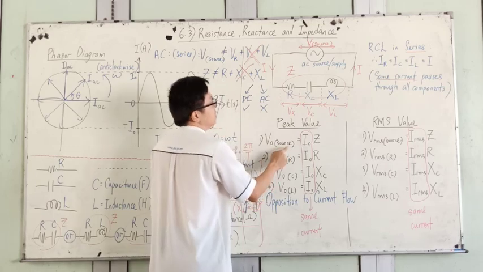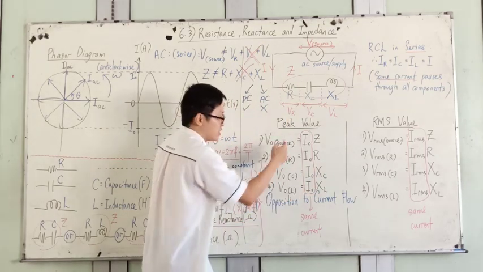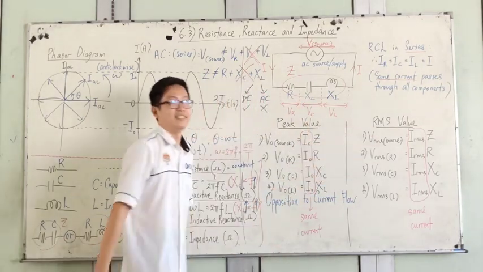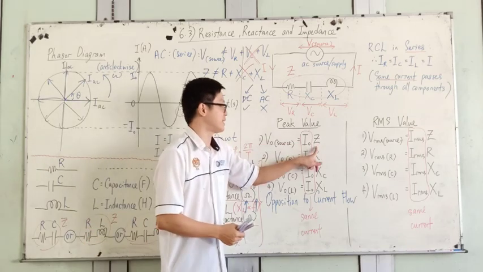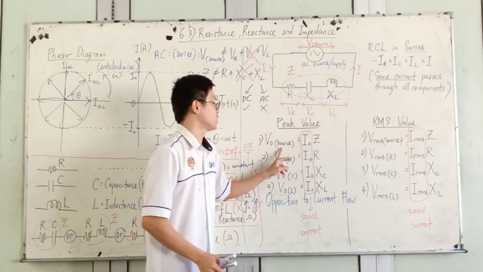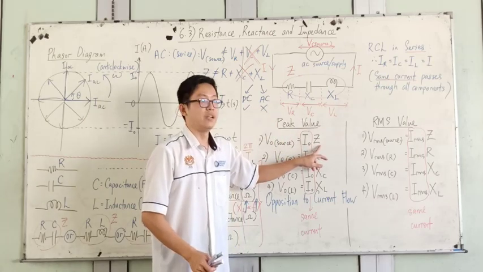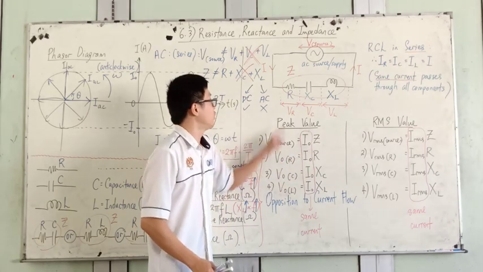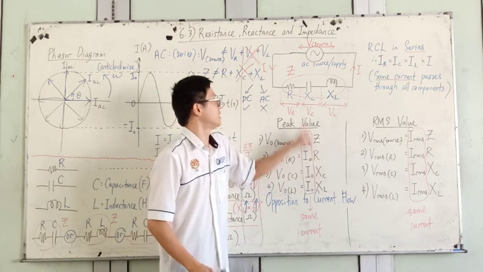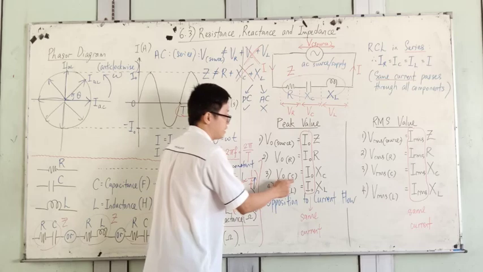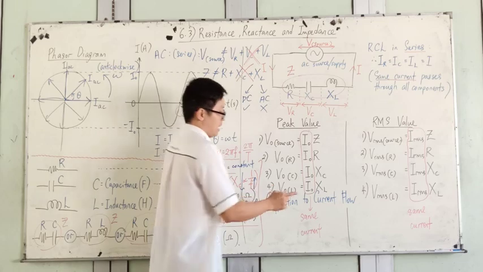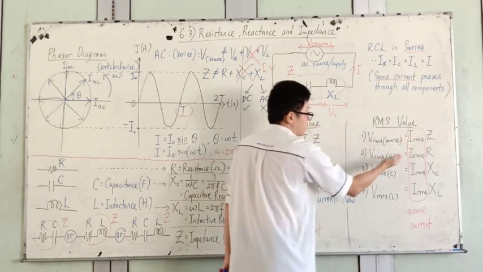V naught source is the total voltage, right? Yes, total voltage. So it is responsible for the total impedance. Z is the whole thing, the total load. When the voltage across the resistor is V naught R, it equals I naught times the resistor only. For VC, XC only. For VL, XL only. Okay or not?